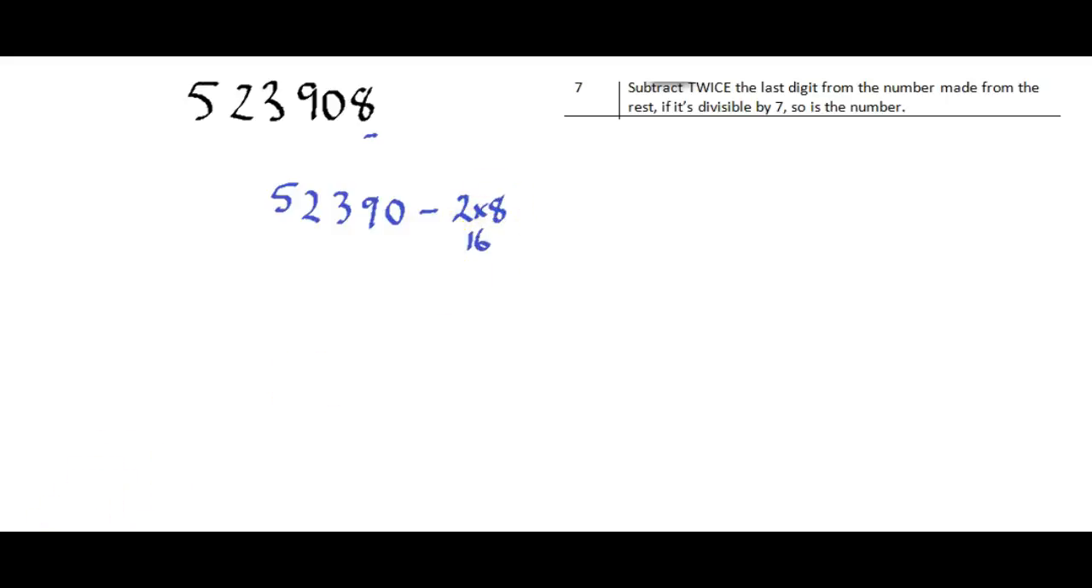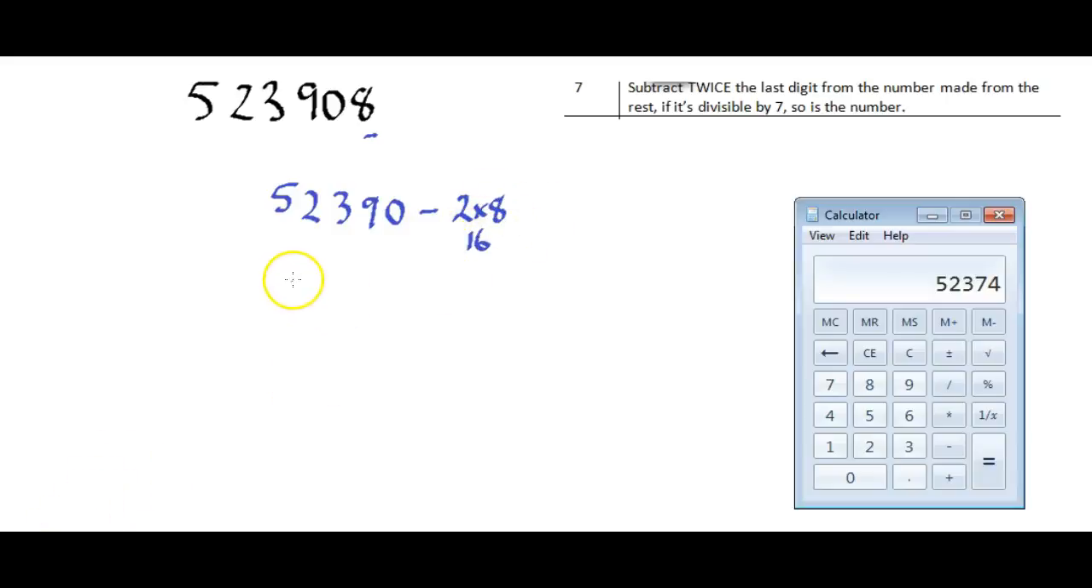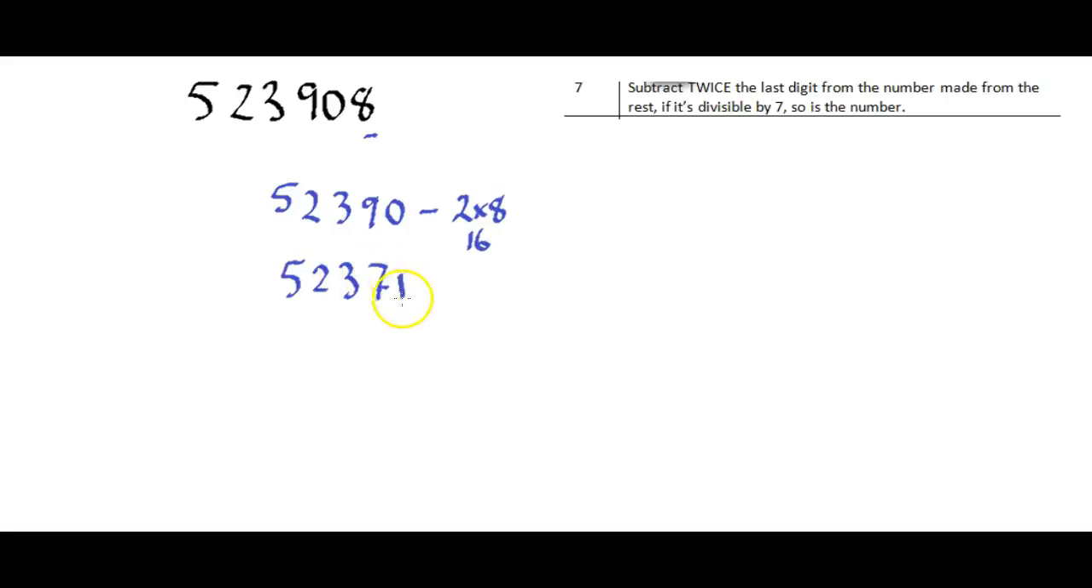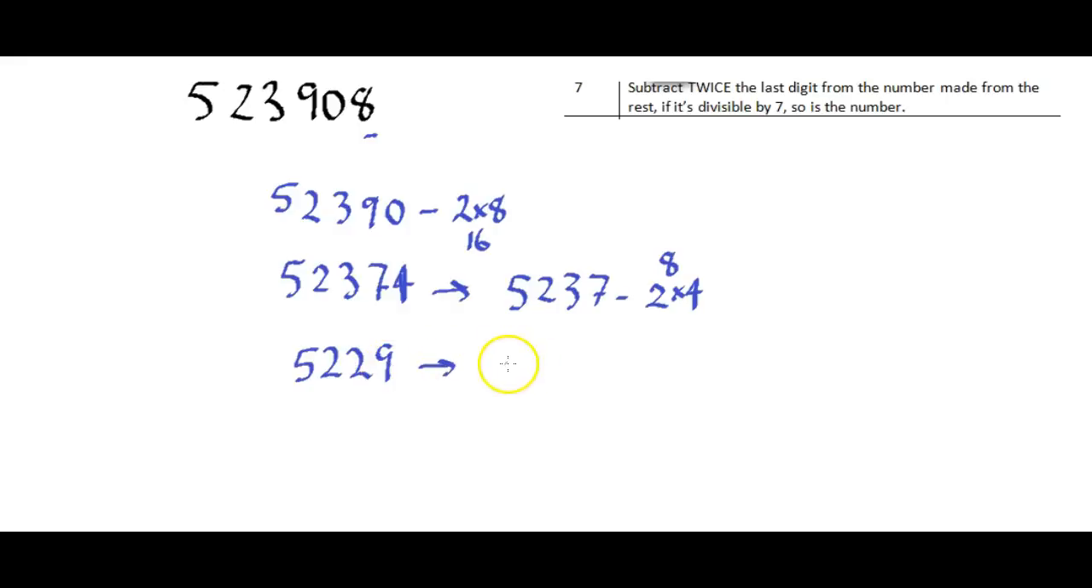Now I can use my calculator here. And my calculator gives me, okay, so I can repeat this process. So I can take the rest of the number and take away 2 times the last digit, which is 8. Don't need a calculator for this. This is going to give me 5229. And I can repeat this again.